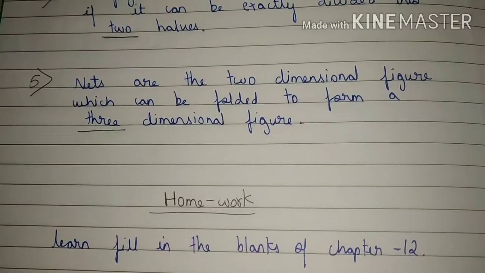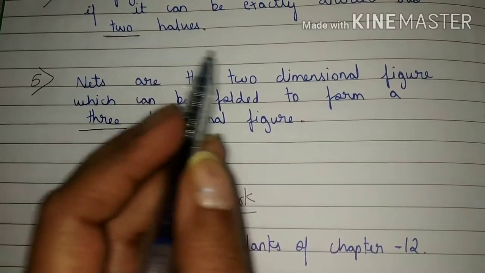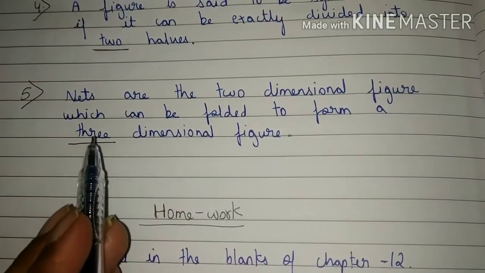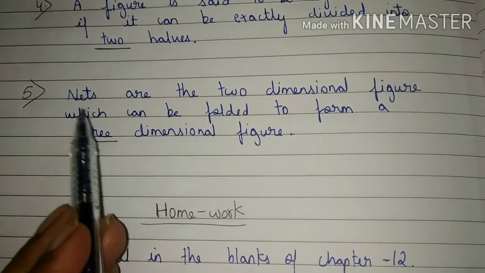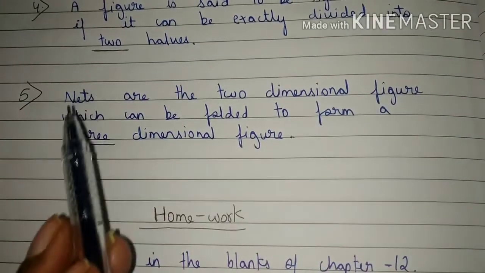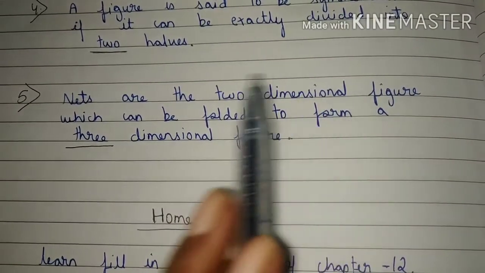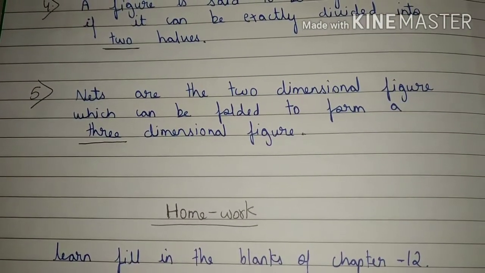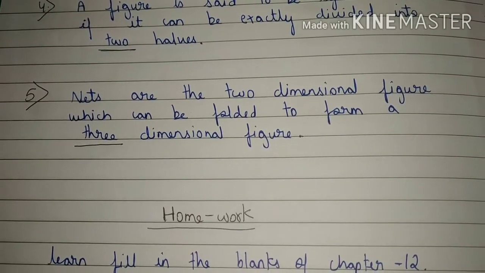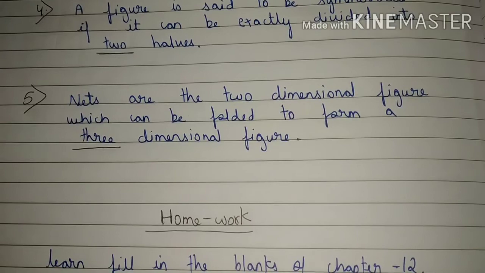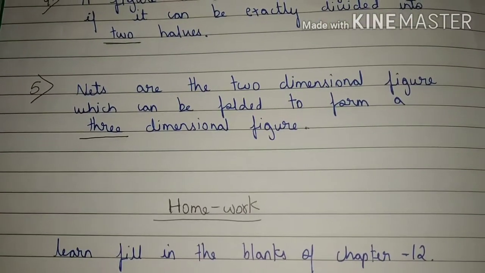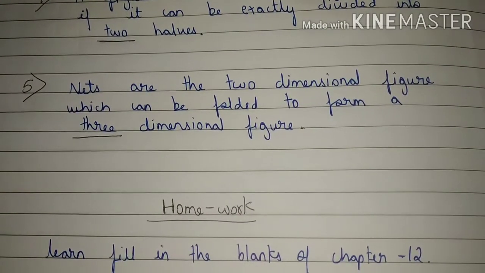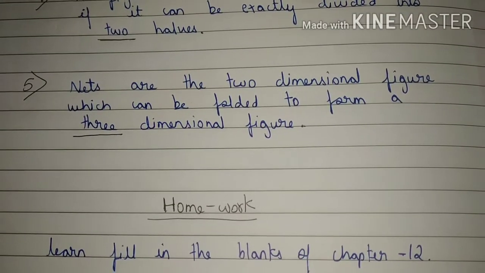Students, now come to question number 5. Nets are the two-dimensional figure which can be folded to form a dash dimensional figure. Nets are the two-dimensional figure which can be folded to form a three-dimensional figure. Students, in the definition of net, I have told you that net is a two-dimensional figure which can be folded to form a three-dimensional figure. So what is a net? Net is a two-dimensional figure that can be folded to form a three-dimensional figure.